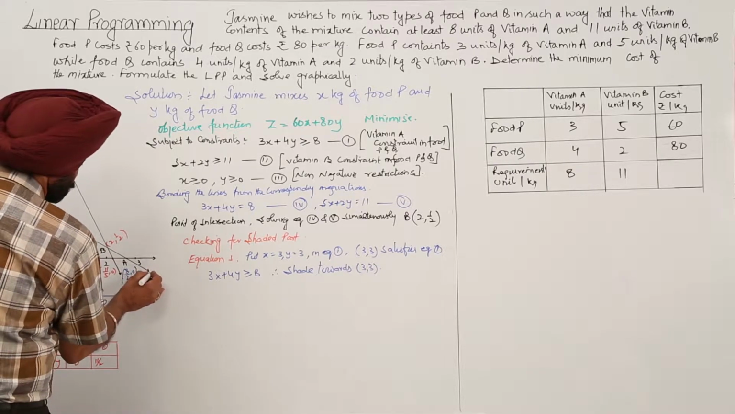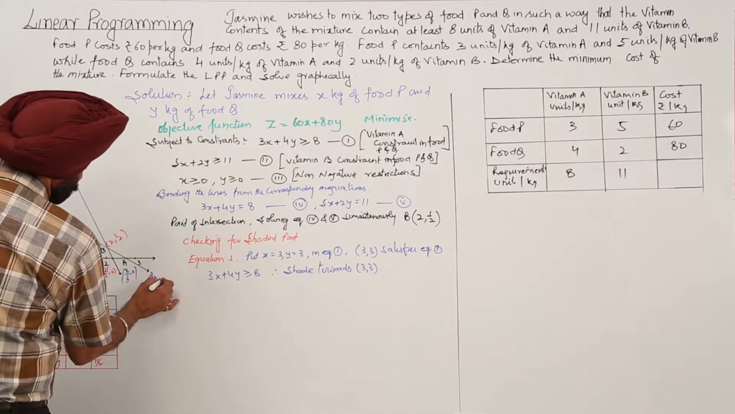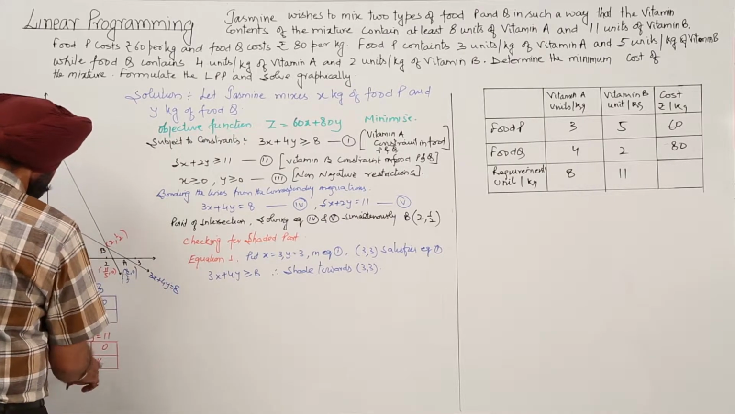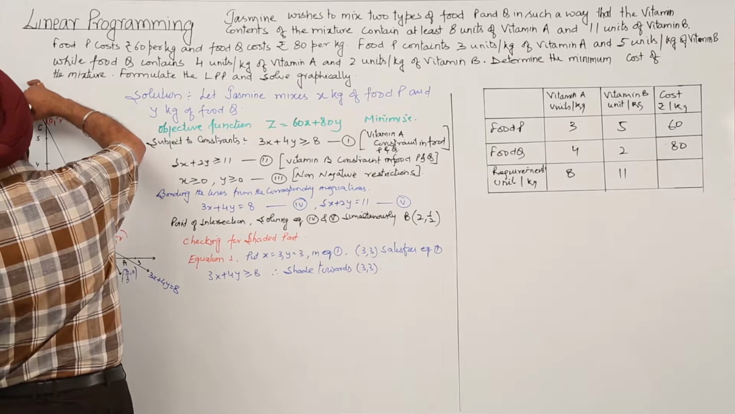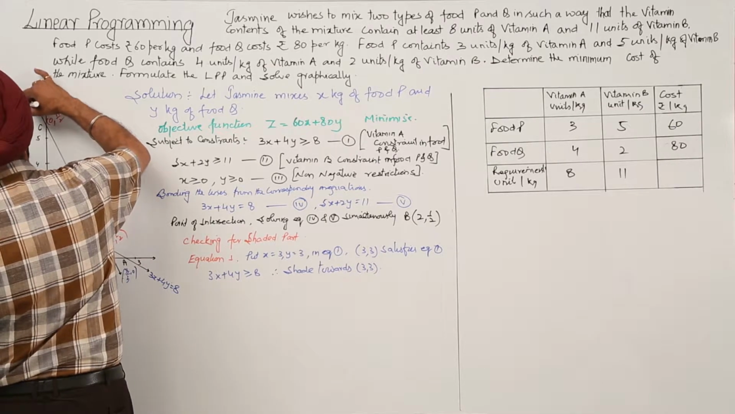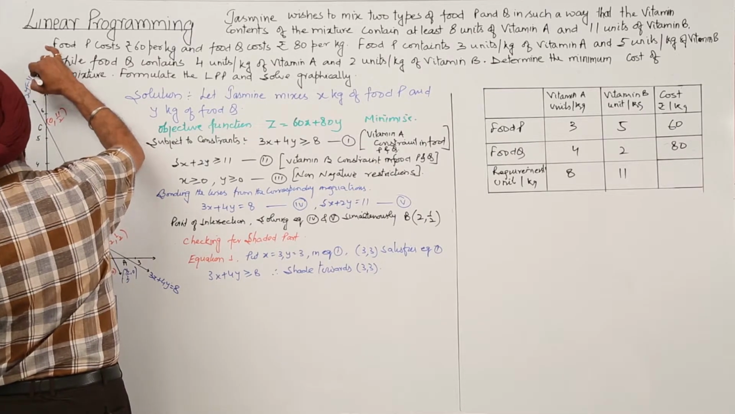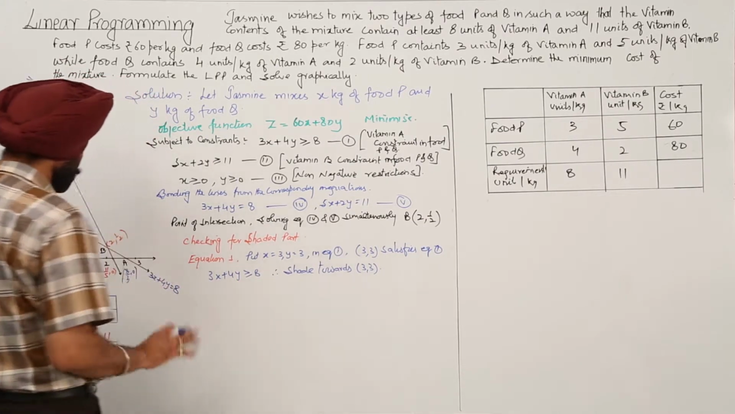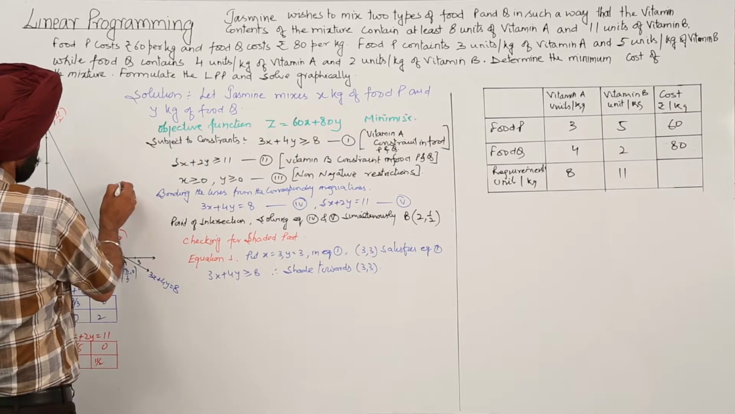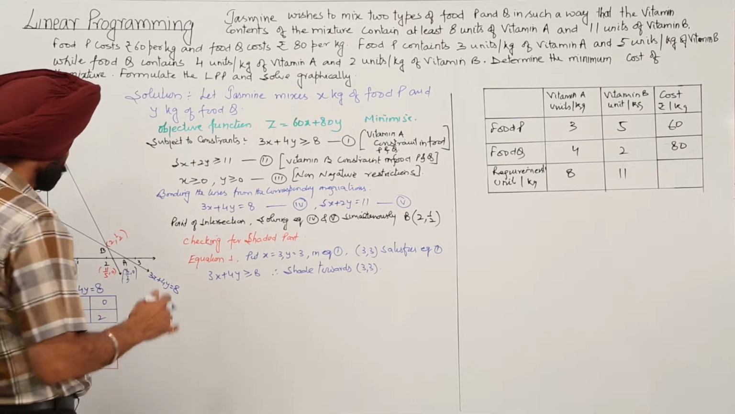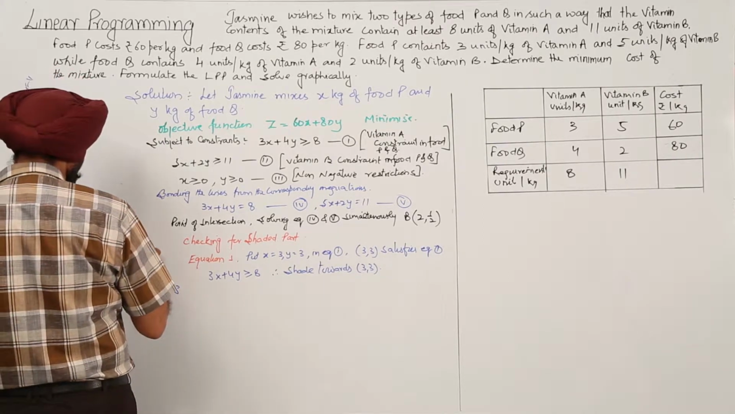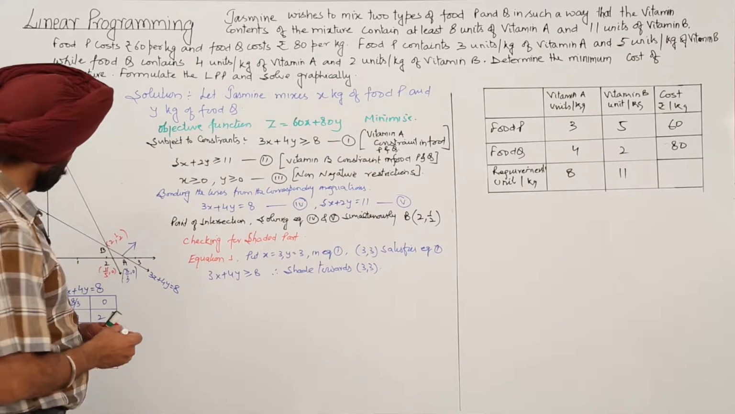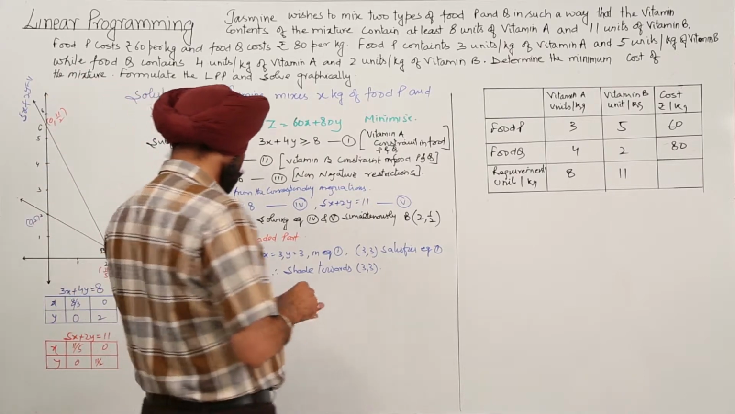Now we are having this one as 3x plus 4y is equal to 8 and this one as 5x plus 2y is equal to 11. So now we have to shade towards 3 comma 3. Now 3 and 3 obviously is lying this side, so our shading will be towards this side. Okay.